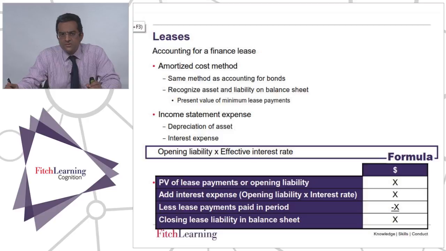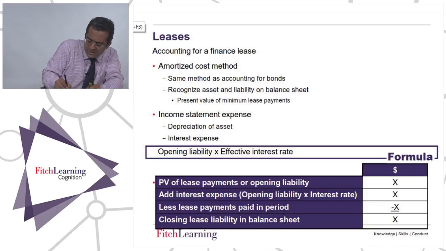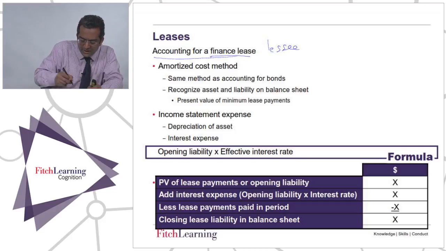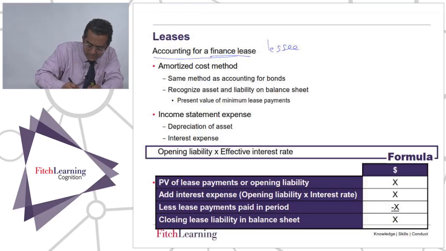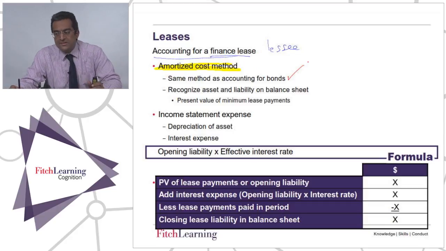Now, once we've understood, as I say, the amortized cost method for bonds, the good news is we're going to use the same method now for a finance lease. So the idea, guys, is accounting for a finance lease for the lessee. The lessee will use the amortized cost method. Okay, so as you can see here, nice intro, same method as accounting for bonds, which we've just done.